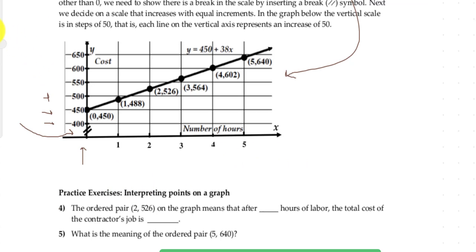There's a practice exercise here, and it says the ordered pair 2, 526 represents, well, if the job takes 2 hours, or if there's 2 hours of labor, the total cost will be this $526. Right, so let's write that in here. After 2 hours of labor, the cost is $526, right?